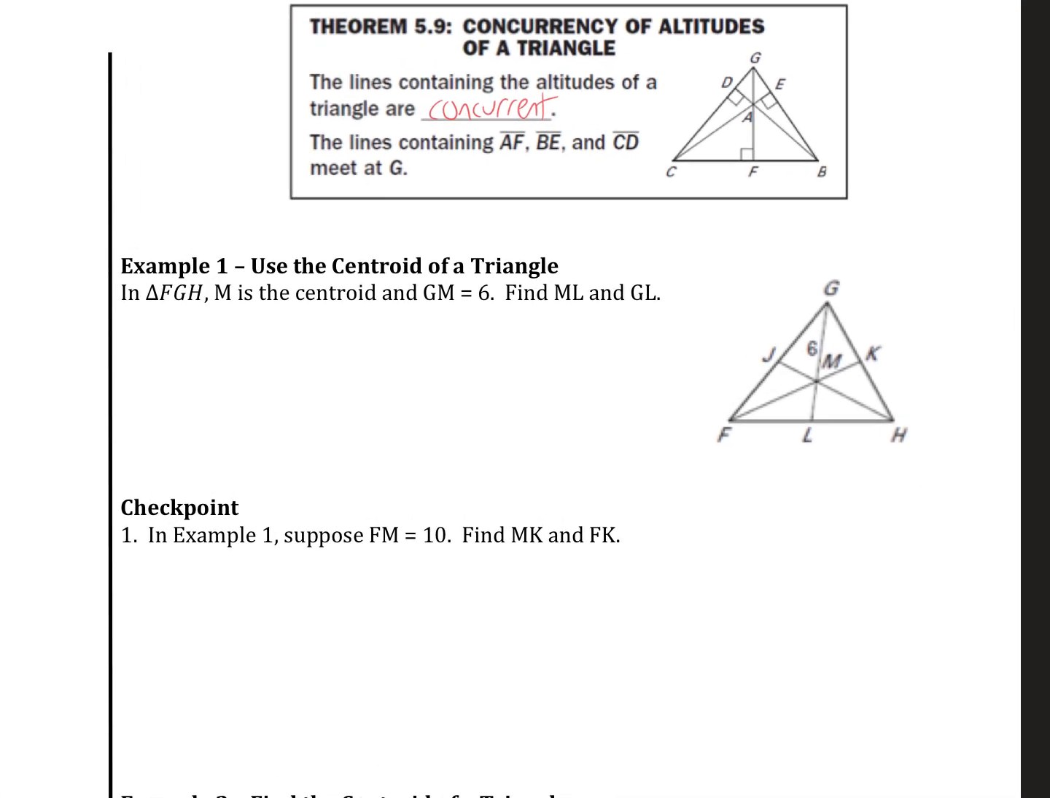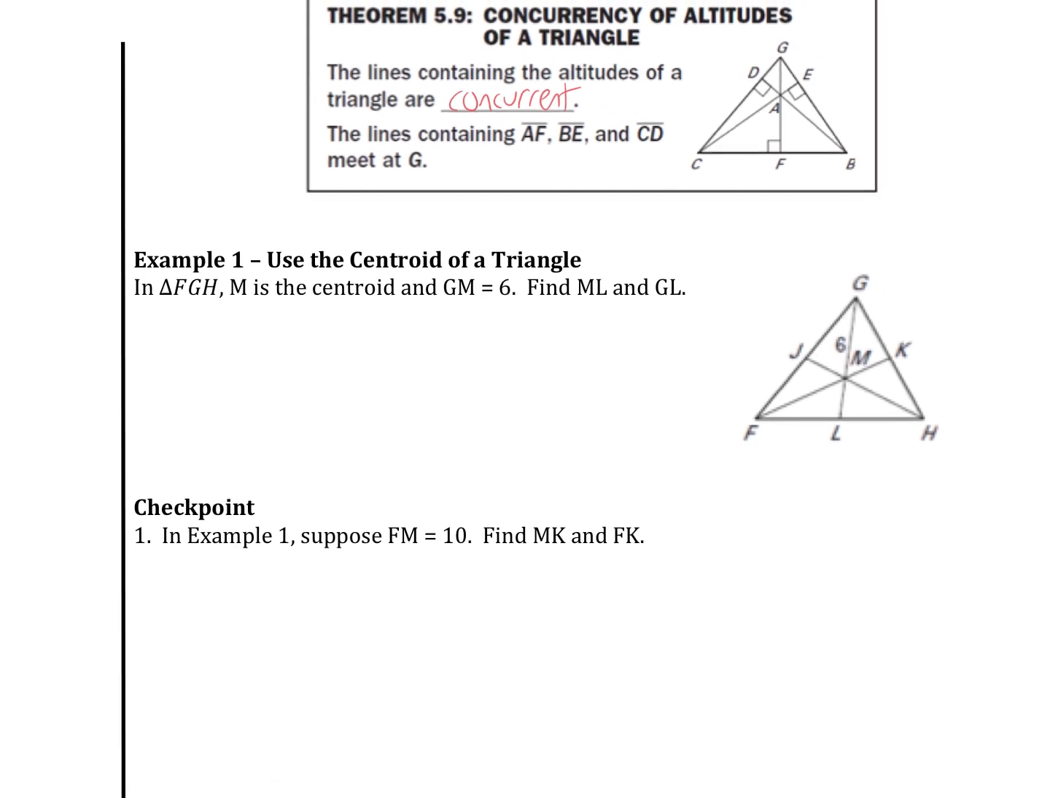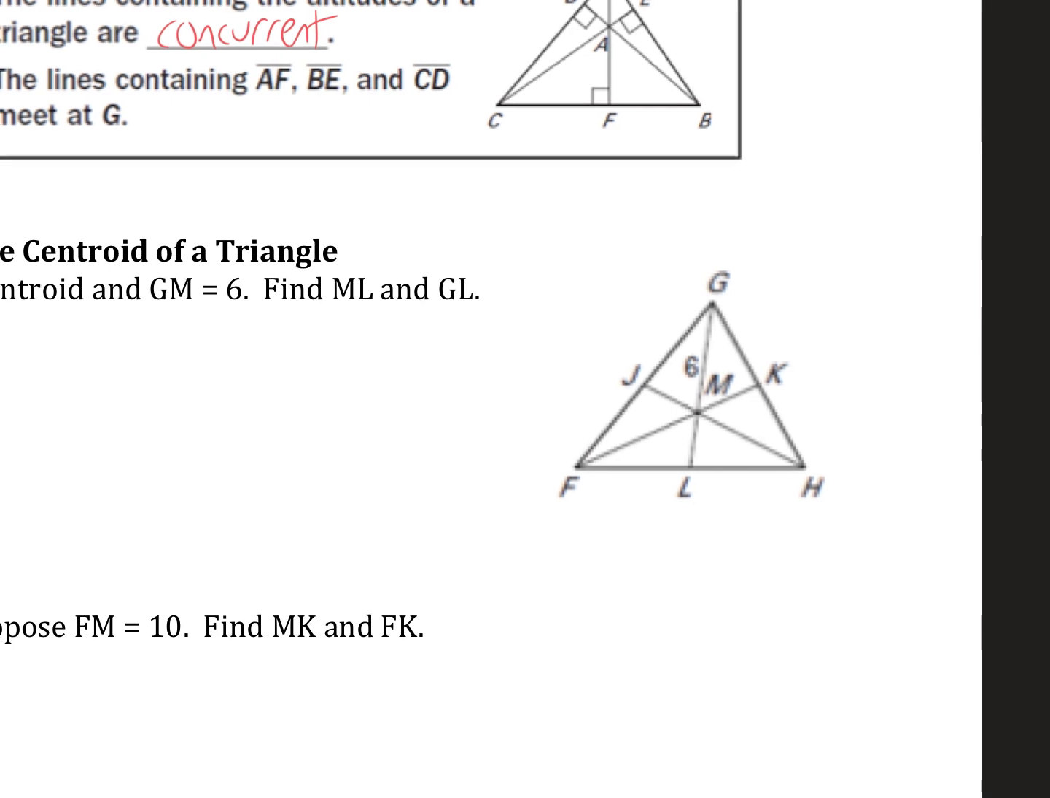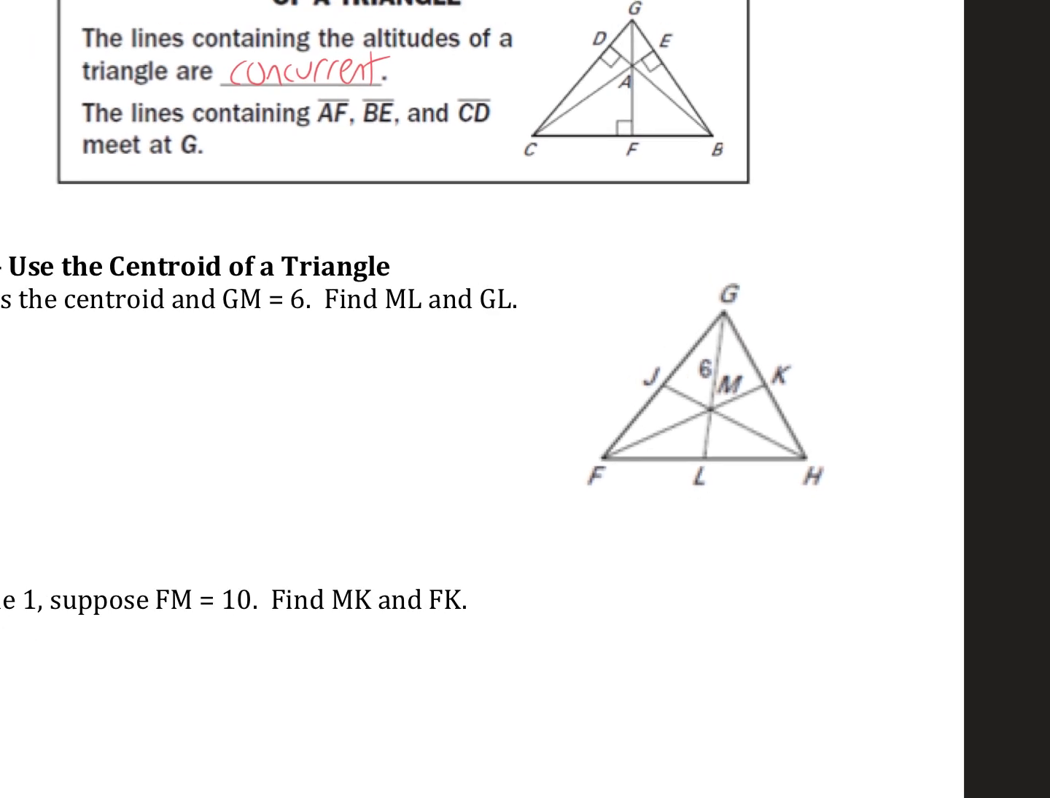All right, so it says use the centroid of a triangle. If in triangle FGH, M is the centroid and GM is 6, and we want to find ML and GL. Okay, so is GM 2x or x? Is that 2/3 of this length, or is it 1/3? This is going to be 2/3. This is going to be 2x. This is going to be x.